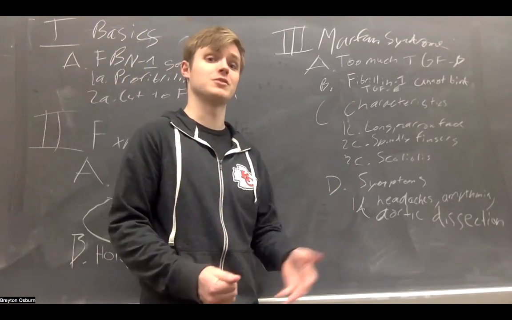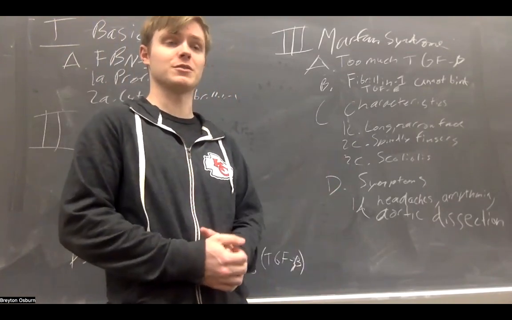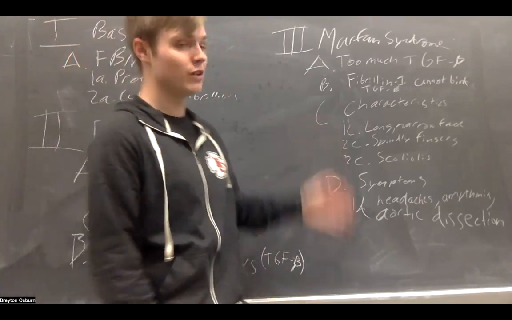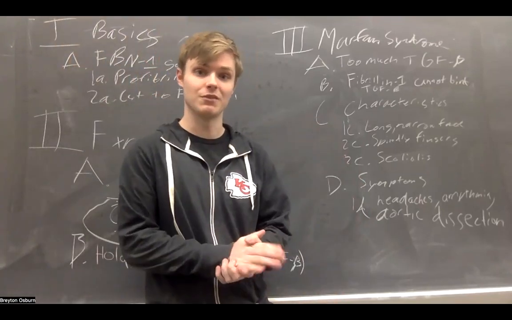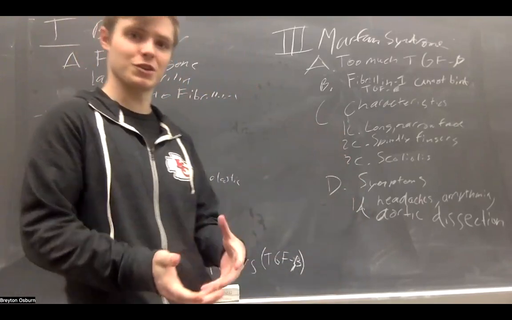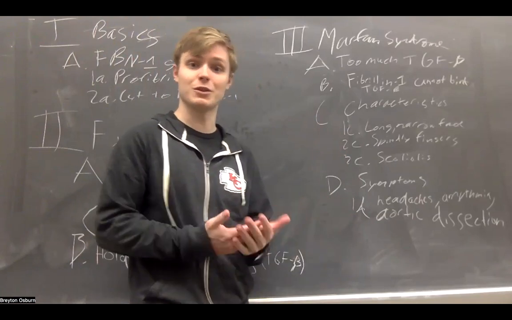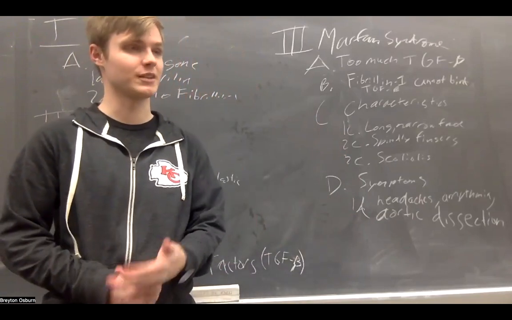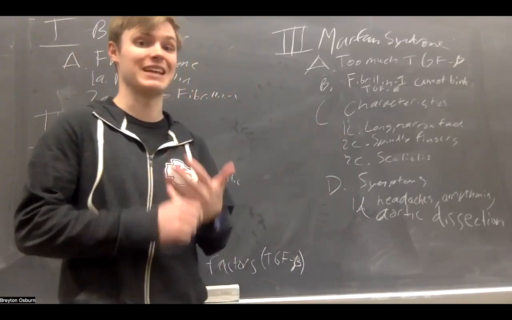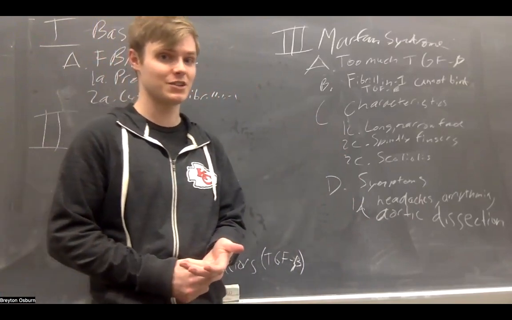And the big characteristics, if you want to see someone with Marfan syndrome, sometimes you can't really see them that much, but if you do, you have long and narrow face, very long and spindly fingers, and 60% of people also have scoliosis. And the symptoms associated with this, some headaches, arrhythmia. The worst one is aortic dissection. If someone has Marfan syndrome, they have a 250 times the likelihood to have an aortic dissection.